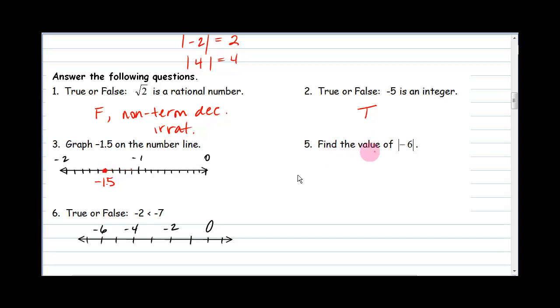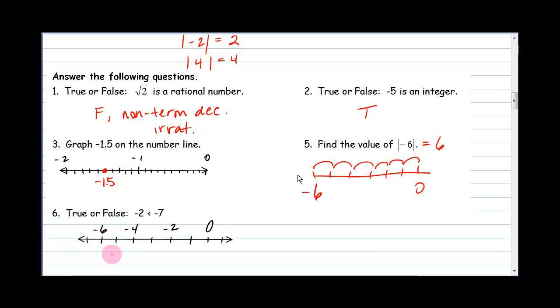How about finding the value of absolute value of -6? Well, remember, if we have a number line, here is 0. Here, 1, 2, 3, 4, 5, 6 is -6, and that is 6 places. 1, 2, 3, 4, 5, 6 places away from 0, so the absolute value of -6 is 6.